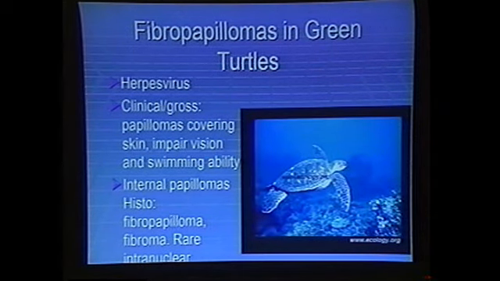Fibropapillomas in green turtles are a devastating disease of the wild turtle population, and they have been diagnosed from many areas of the world. A herpes virus is associated with this condition, and typically these turtles will have papillomas covering the skin, the eyes, and the flippers. Internal papillomatosis also occurs, although it is primarily the fibromatous component of the fibropapilloma rather than the epithelial component.